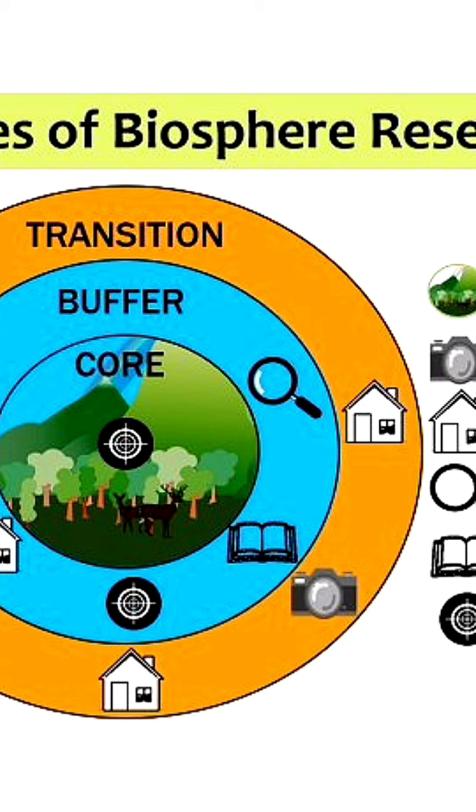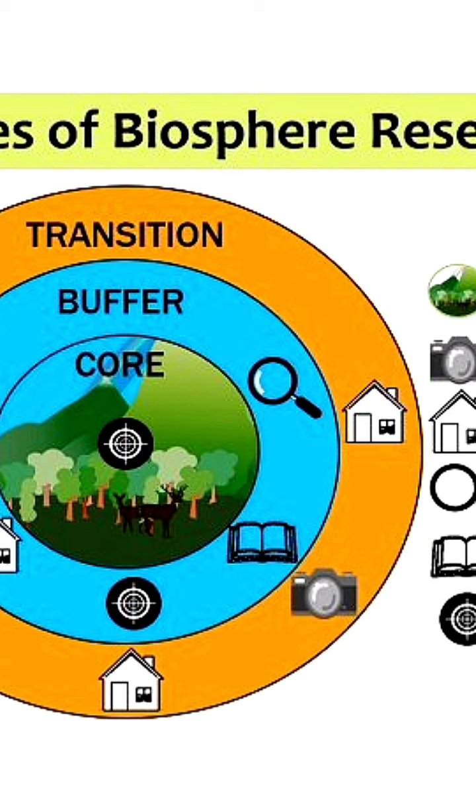Then after that we have the buffer zone. The buffer zone acts as a transitional area between the core zone and the human activities within a biosphere reserve, and it allows controlled activities that support local communities while minimizing environmental impact.